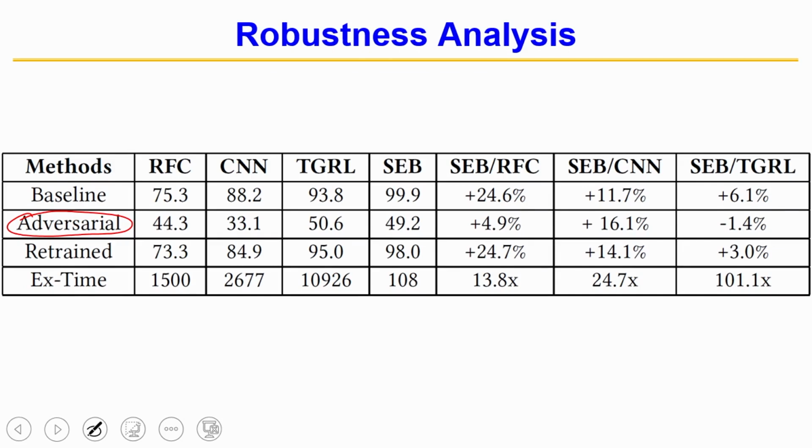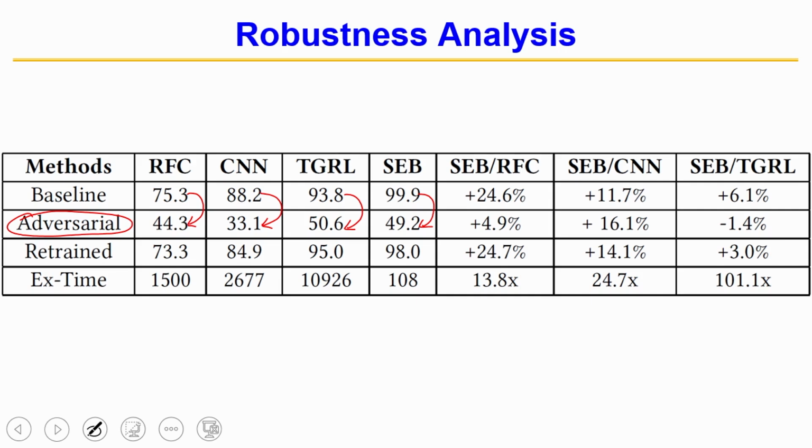If somebody does that, you see random forest from 75% accuracy went down to 44%. 44% is like a random guess, as bad as a random guess. 88% went to 33, very bad. So, TGRL also went very bad, even Shapley ensemble boosting went very bad, but the important part to observe is that they all became as bad as a random guess.